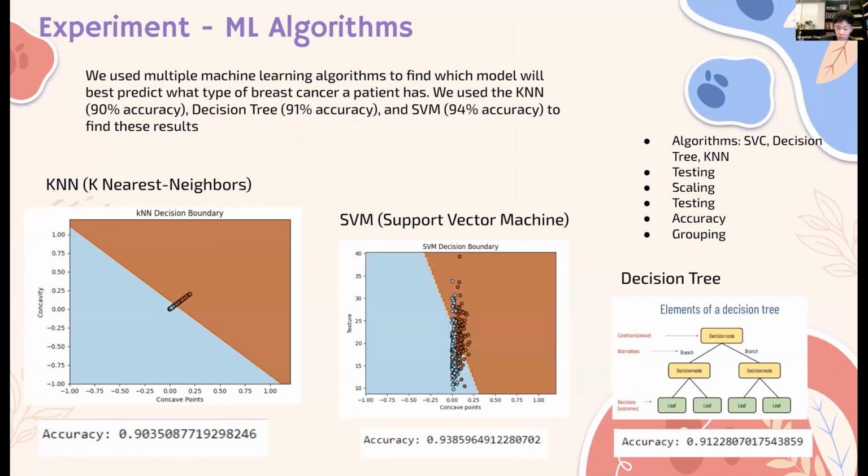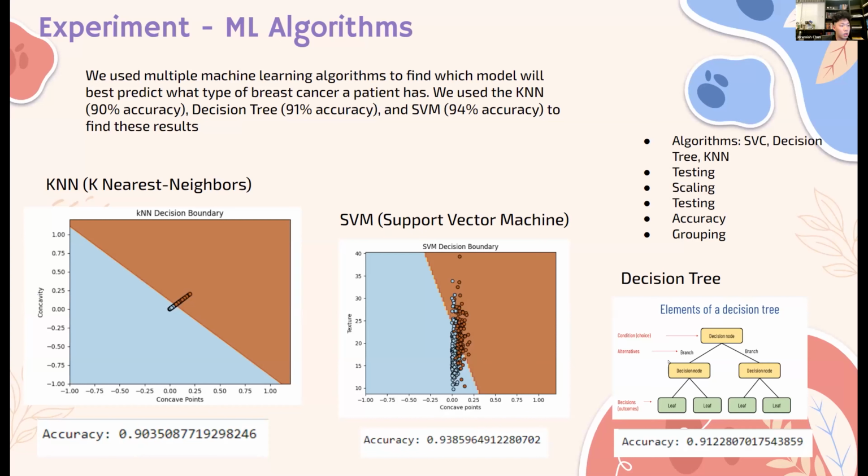So we experimented with machine learning algorithms, and we used these different algorithms to see which model could best predict what type of breast cancer a patient has. Essentially, we used 3 types of models: KNN, SVM, so K nearest neighbors, support vector machines, and then decision tree accordingly. So we scaled, and then we trained the most important variables that we found from the logistic regression, and we were able to see the different accuracies and visualizations that each model had.